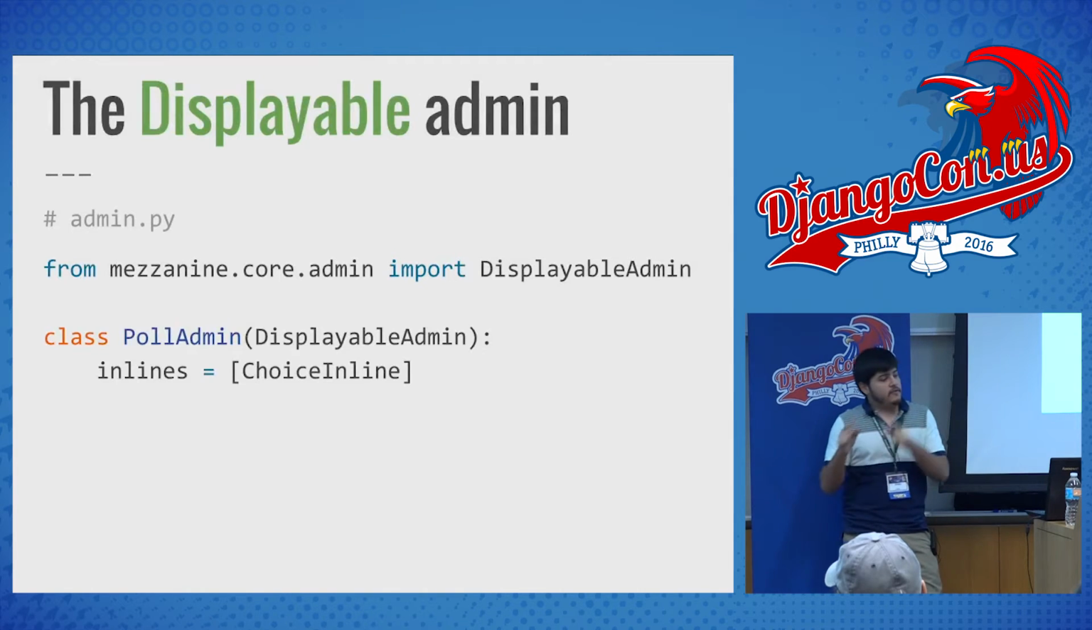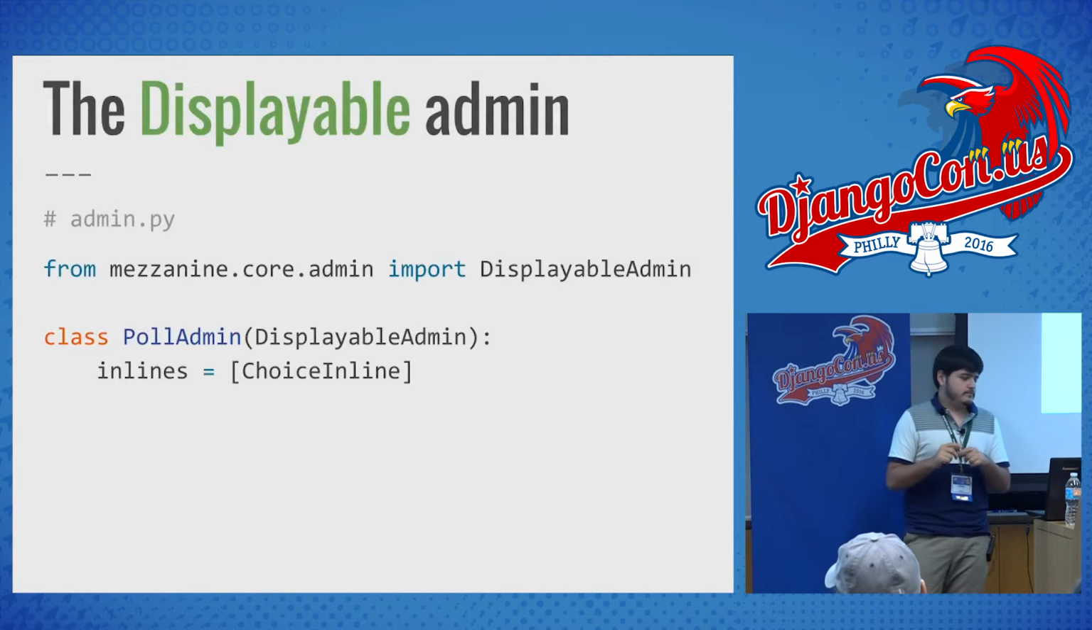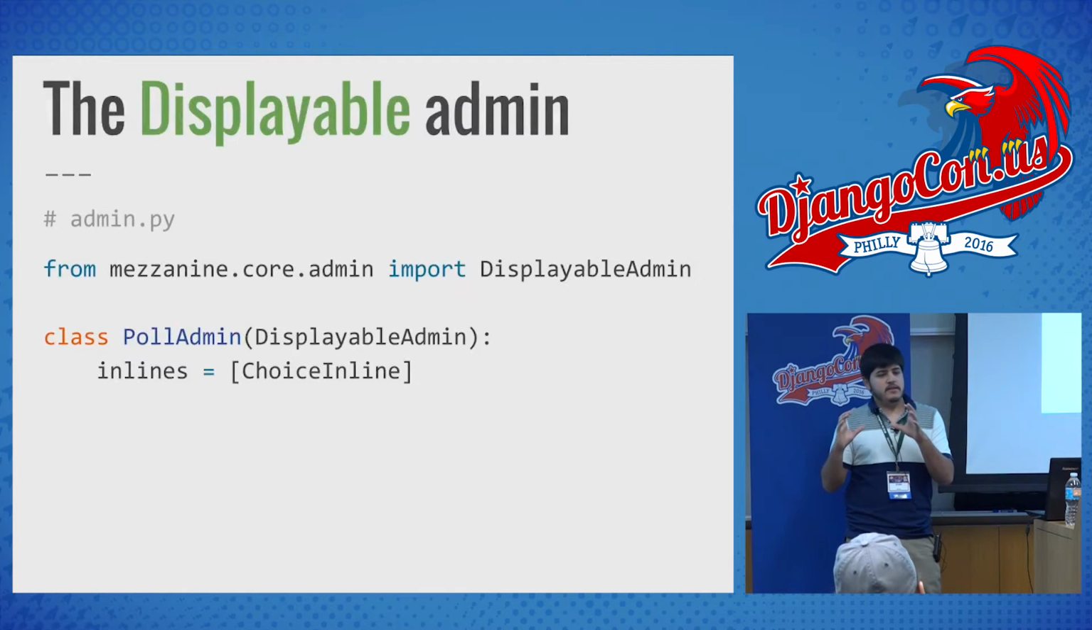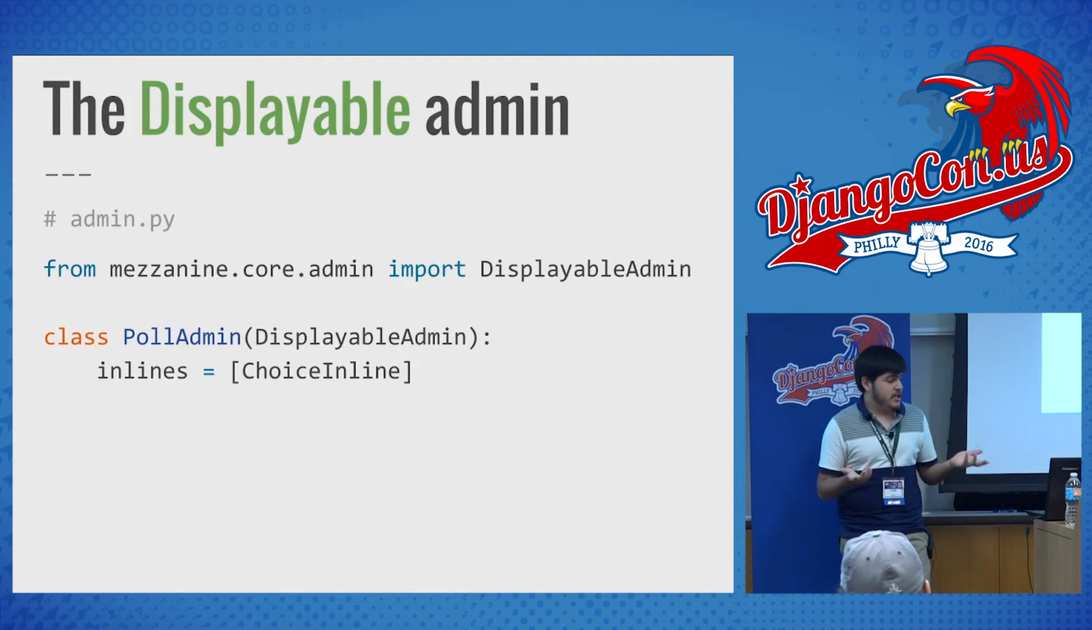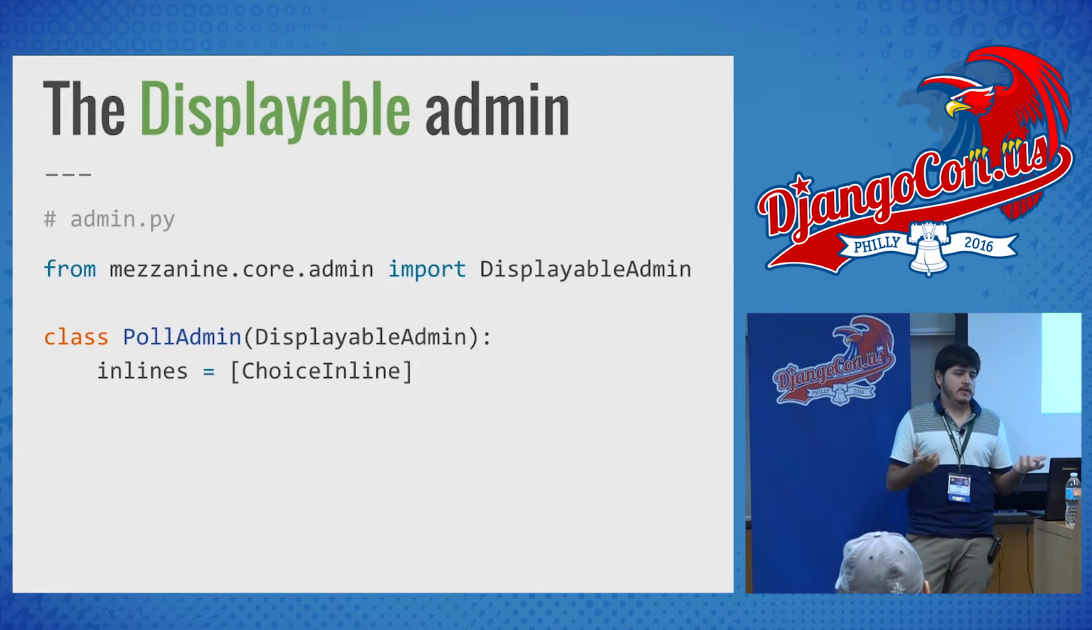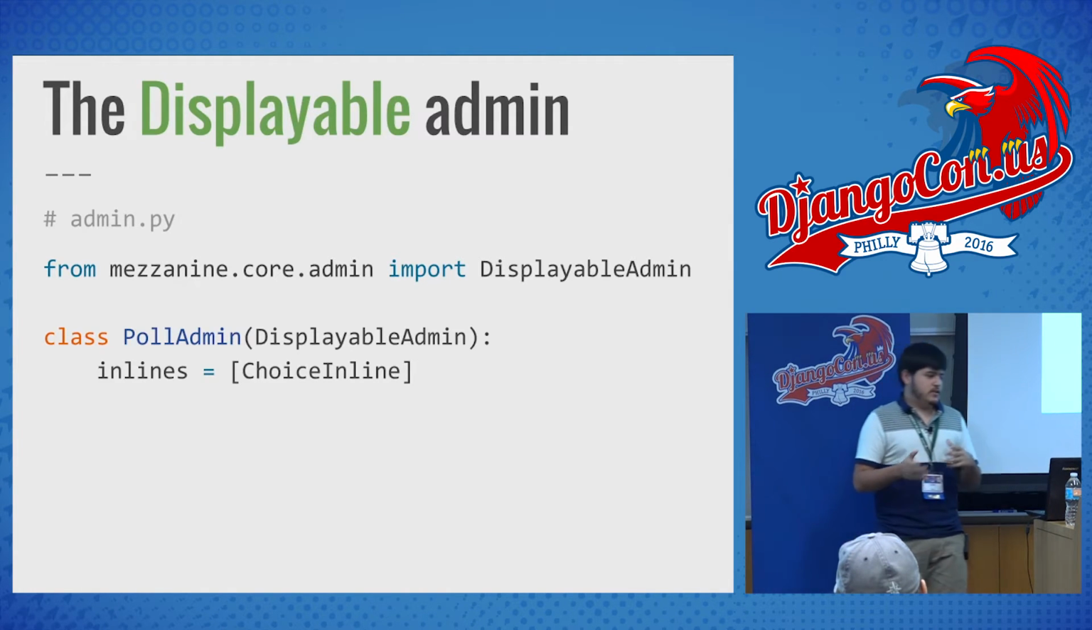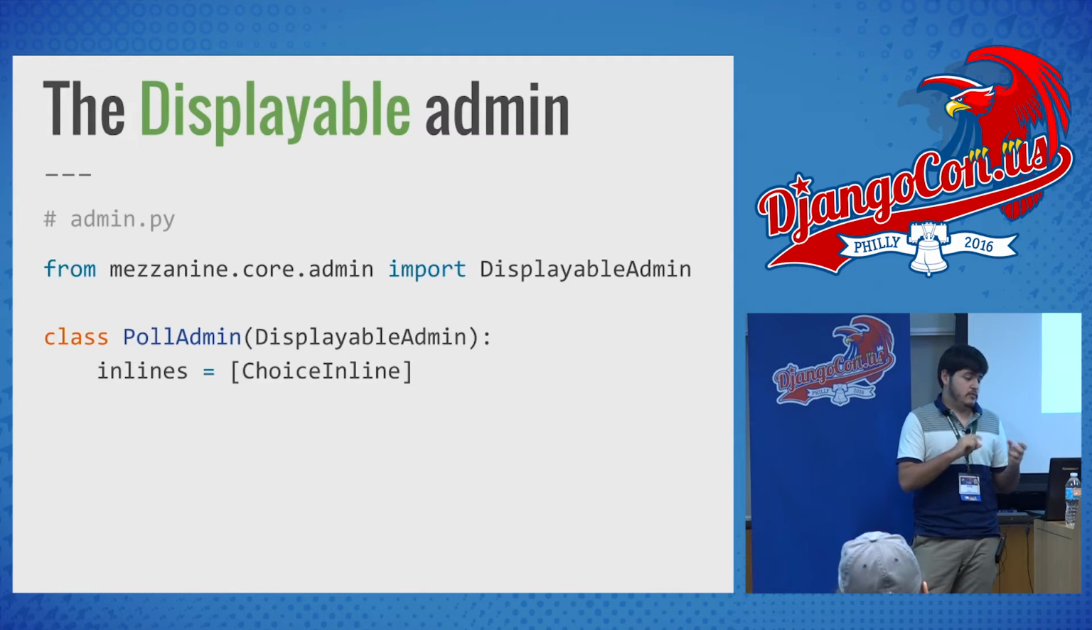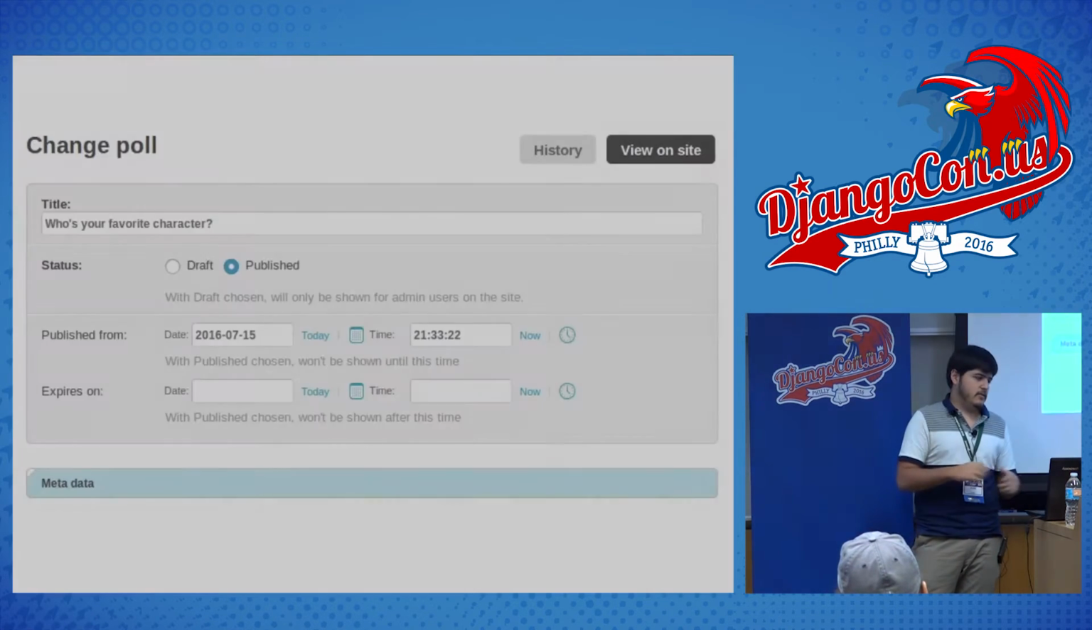And we're going to use now the Displayable admin class on that. And it's the same. We're just going to inherit from Mezzanine. And the only change we need to do is tell it which inlines we want to use, right? The choices, the little choices behind it. We just need to specify that because we'll see how this will change the admin interface for us.